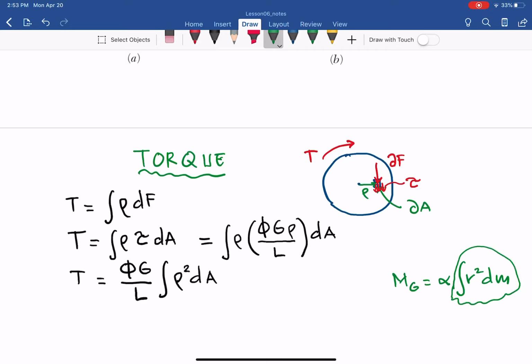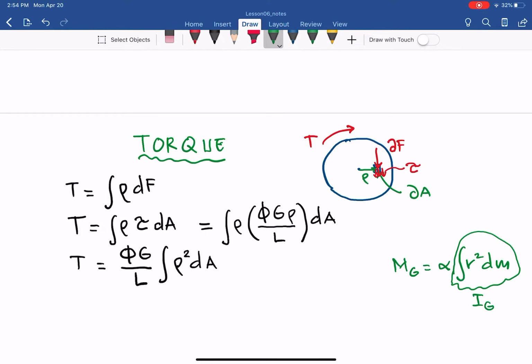Do you remember that is Ig? That is Ig. So the rotational equation is M_G equal to Ig alpha. Ig is mass moment of inertia. Exactly the same as you can see. Look at here.